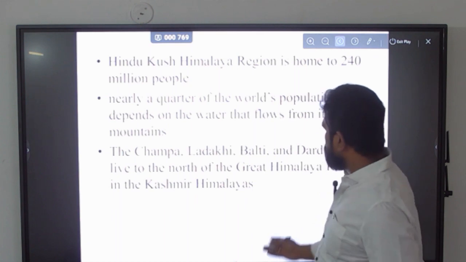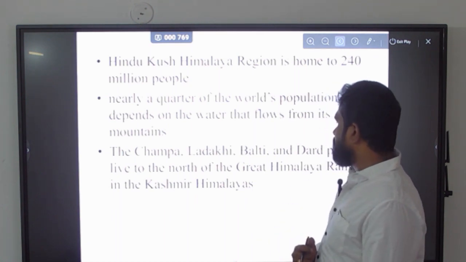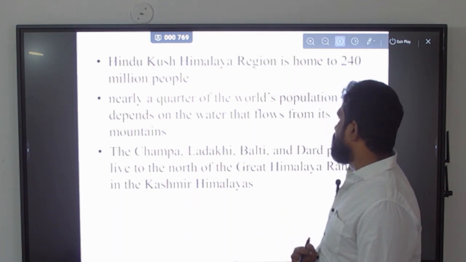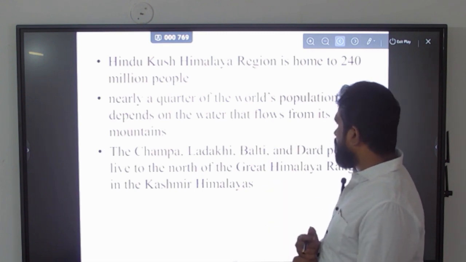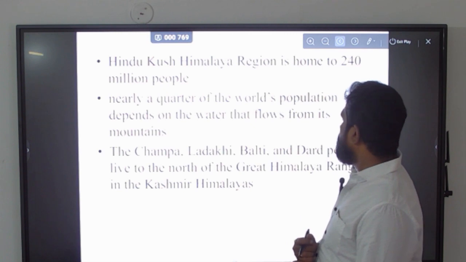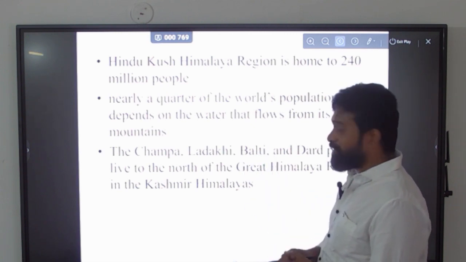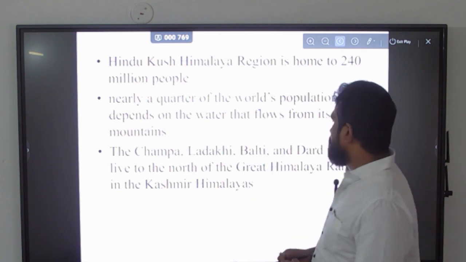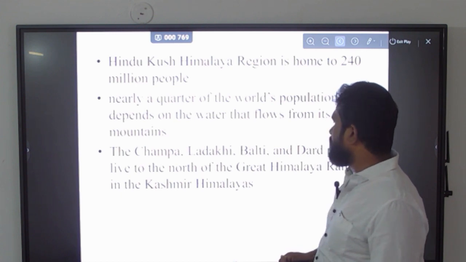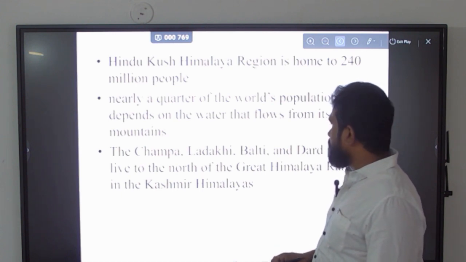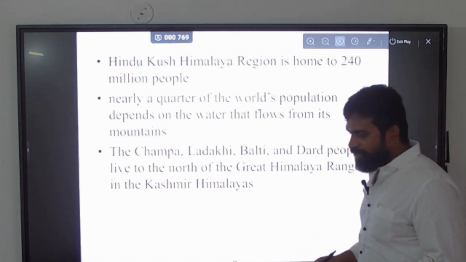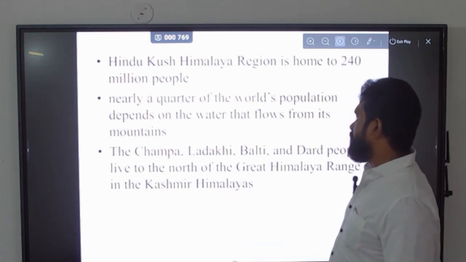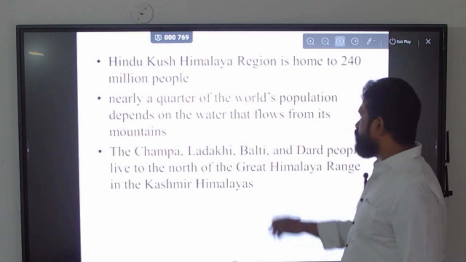Then after that, you see in the Kashmir Himalaya, we have a lot of people who are living over there. Champa, it's a tribe in the great Himalayan ranges, and Ladakhi, Balti, and Dard. These are the people living over there in the Kashmir Himalaya, that is in the north of the Greater Himalayan ranges.